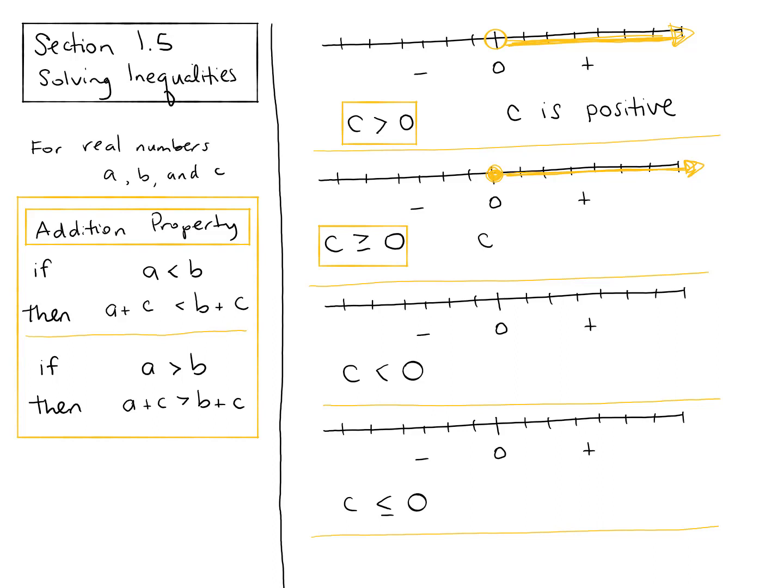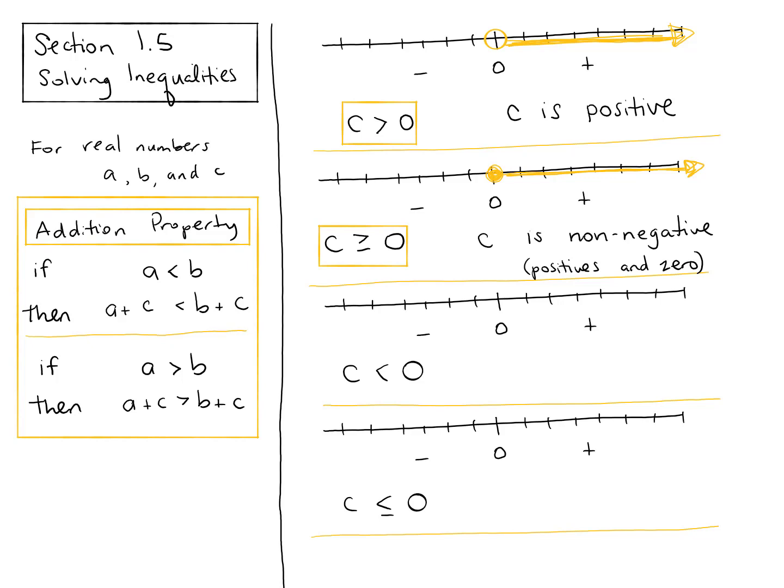So we say C is non-negative. And that means it includes the positives and 0.